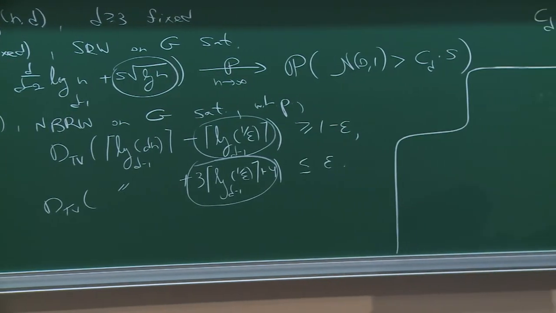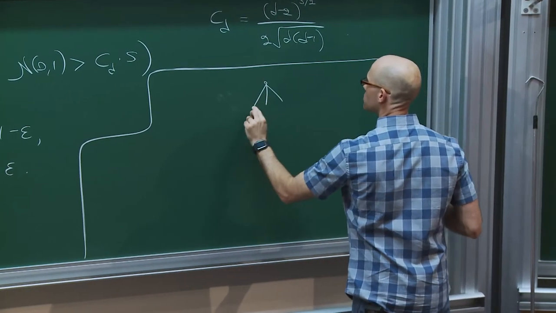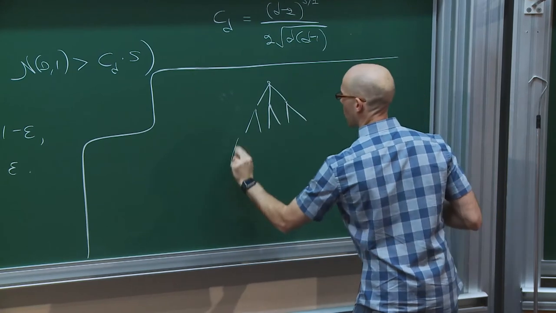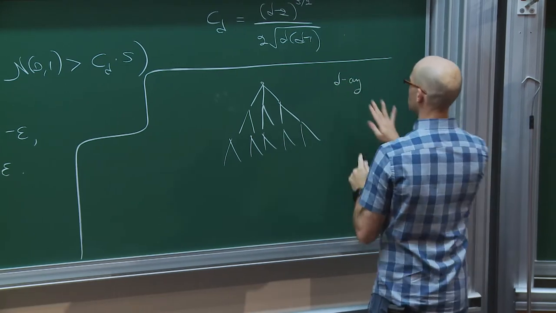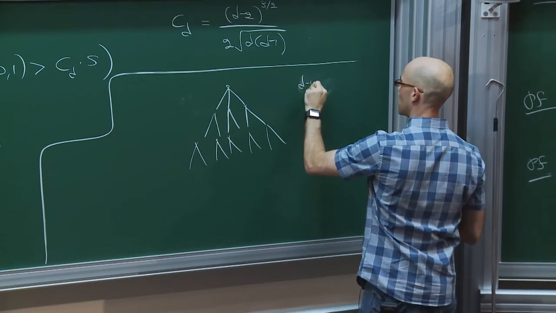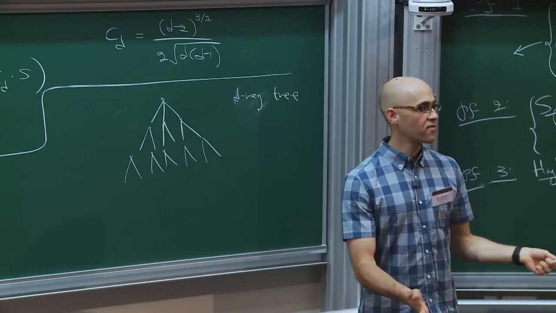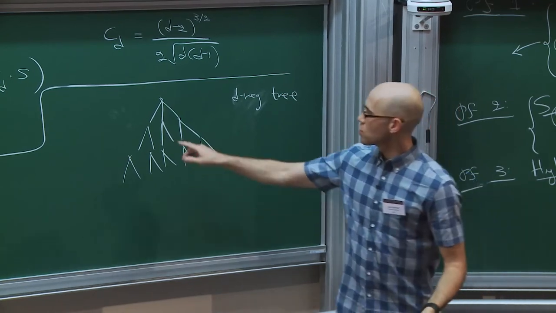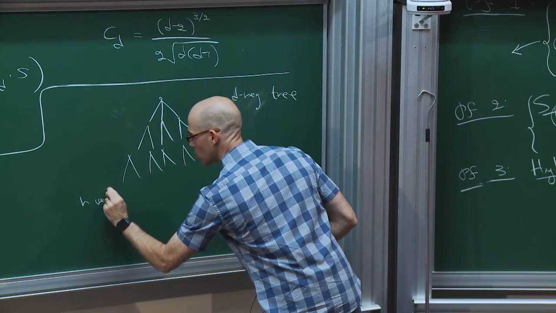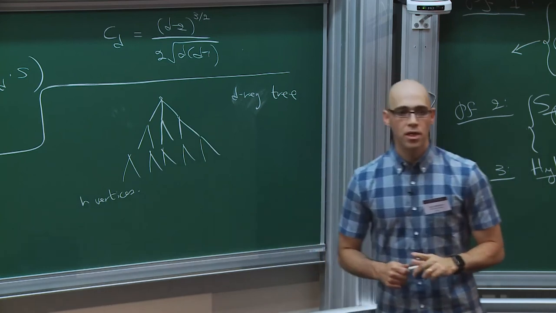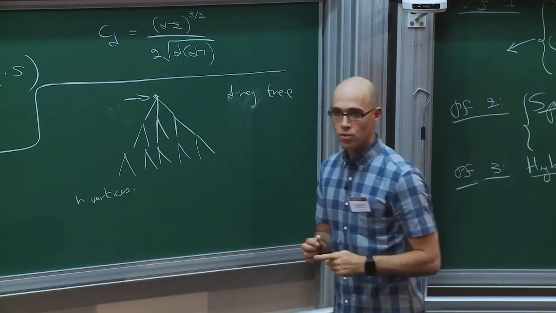And one could somehow picture the following setting. You have a D regular tree. So the root has degree D, but every other node in the graph has D minus 1 children, on n vertices. And I'm going to consider random walk starting from this guy, starting from the root.